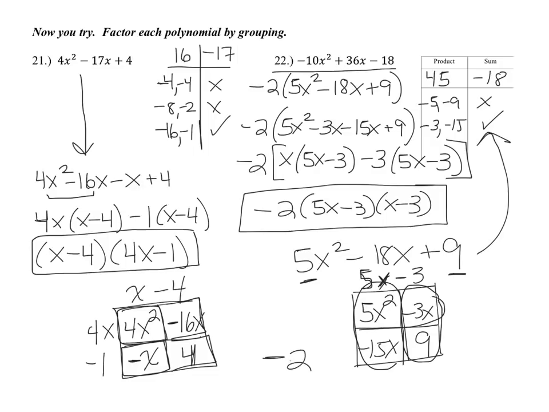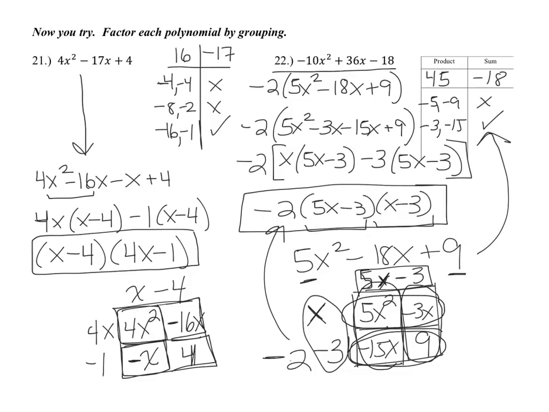And then you get the GCF of this row, which is going to be just x. And then the GCF of this row is going to be negative 3. So then your other factor is x minus 3. So then you just have to remember that you pulled out the 2, and then this 5x minus 3 is this factor, and this x minus 3 is this factor. So it's just another way of looking at it, right?